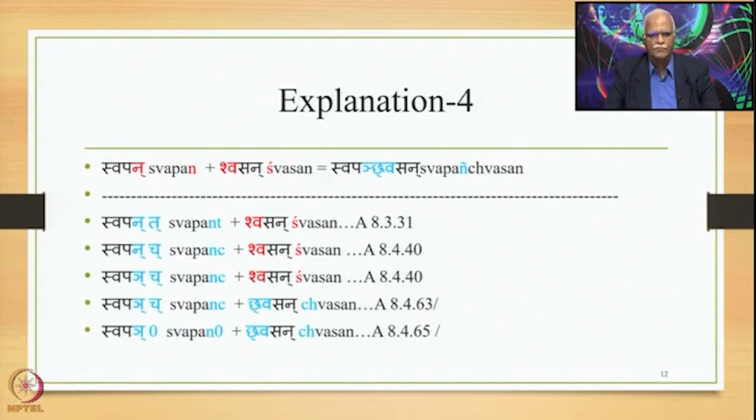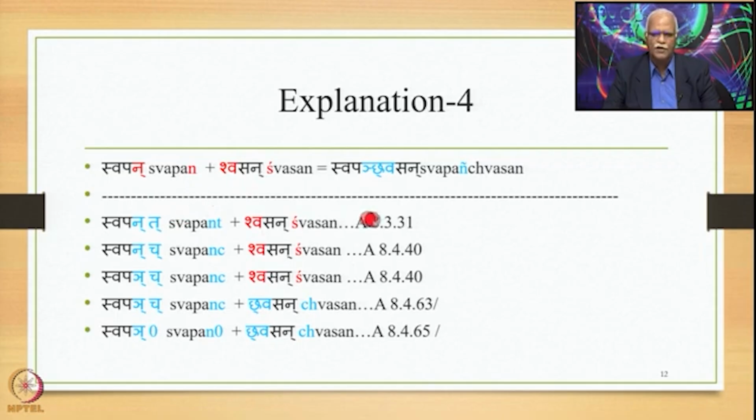And lastly, from the line of the Srimad Bhagavad Gita, we have this particular output, Swapain chvasan, and we know that this would be the input, Swapan plus Shvasan. By the application of rules, from Swapan plus Shvasan we will reach this particular output. If we come back from this output, we can also reach the input. So first we have Swapan plus Shvasan.